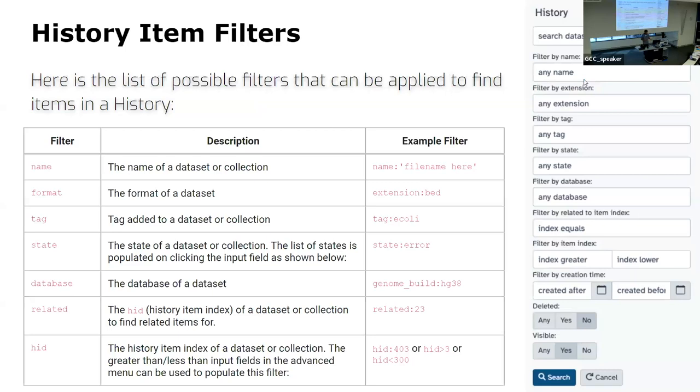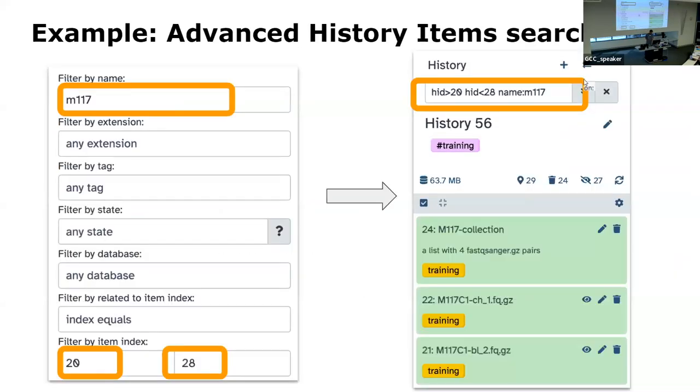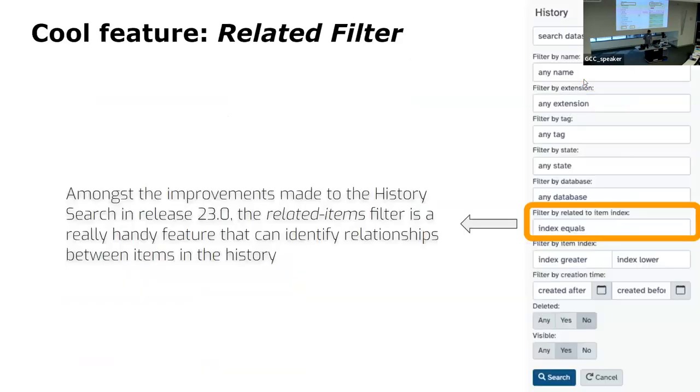There's a long list of filters. I won't go through all of them, but we've added more, and now we have more than we used to in the past. A typical search, for instance, could look something like this. You can type in the name of the datasets and collections that would match the results. And let's say you have a range of indices you want to search. You would just type those into the menu.